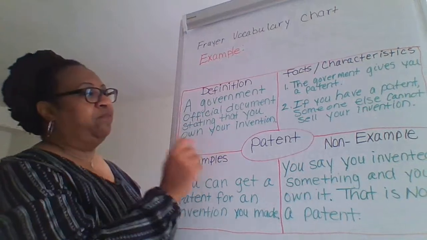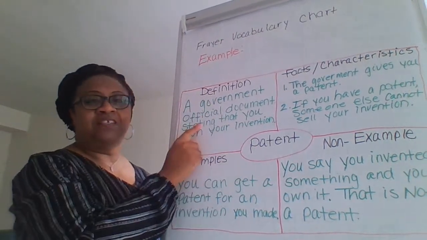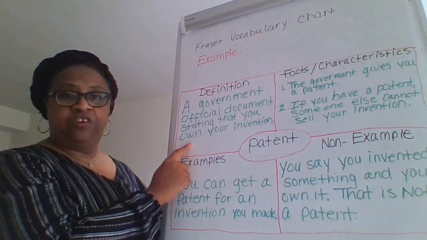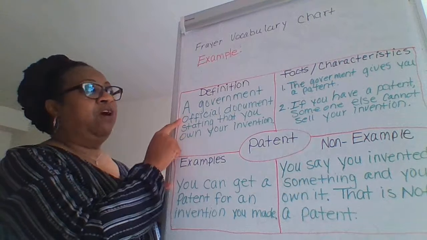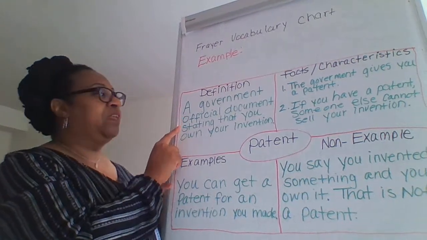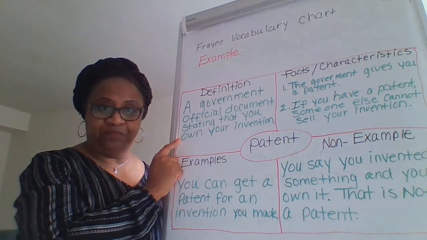Exactly. We're just going to define this word in this box. And my definition of patent is a government official document stating that you own your invention.